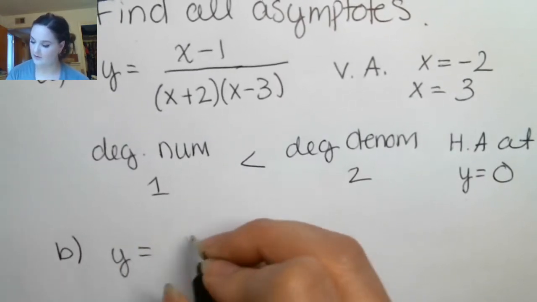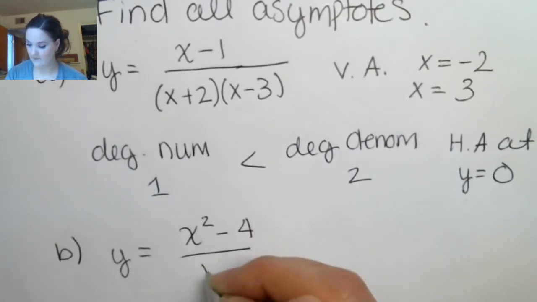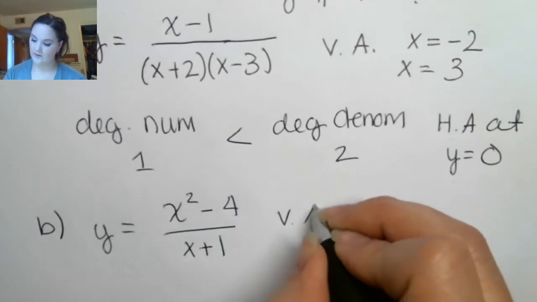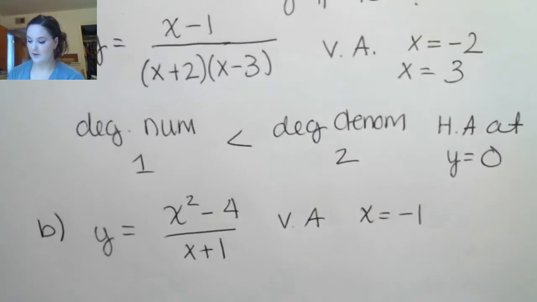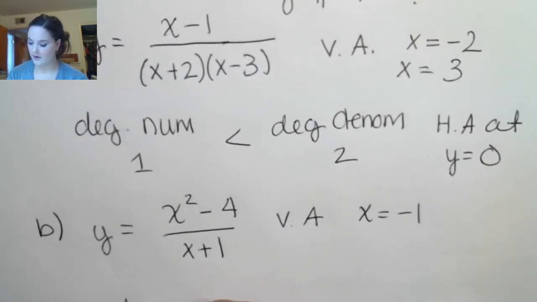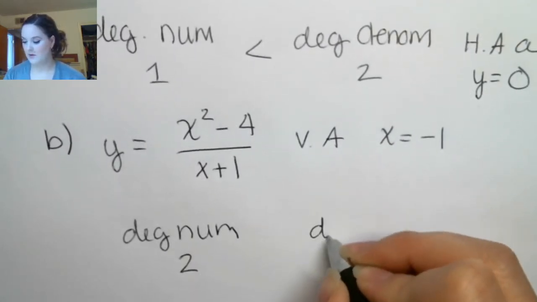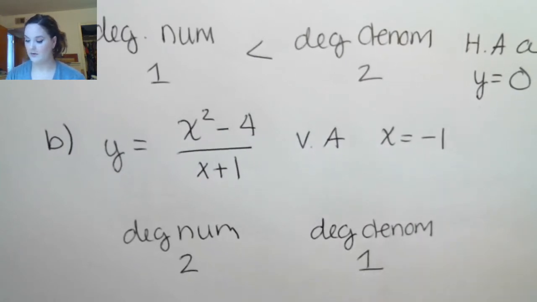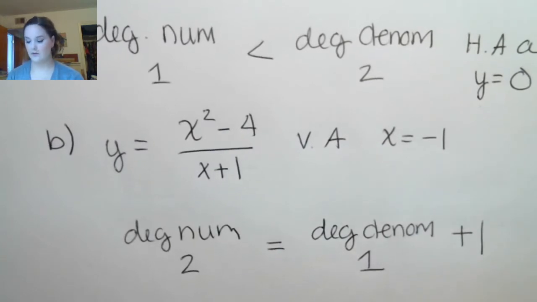Okay, let's look at one that actually does have a slant asymptote. Here we're still going to have a vertical asymptote that comes from the denominator, so we'd have x equals -1. The degree of the numerator is 2. The degree of the denominator is 1. So this is equal to the degree of the denominator plus 1, which means we have a slant asymptote.